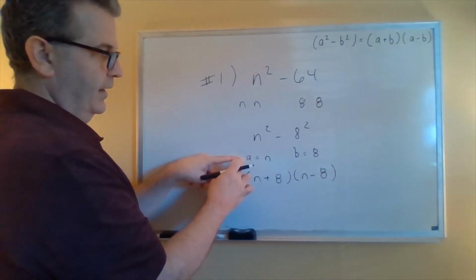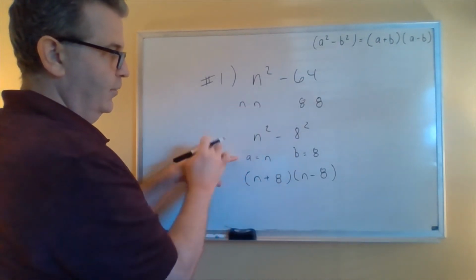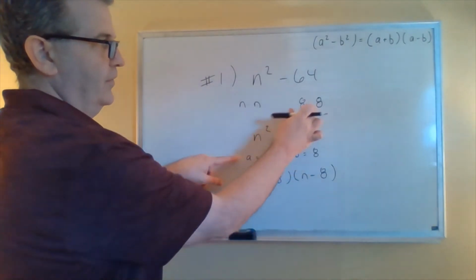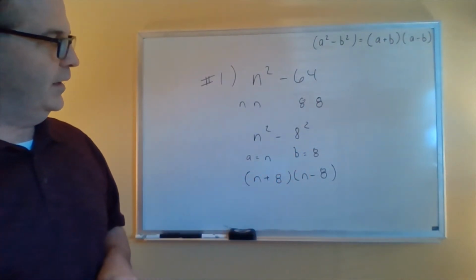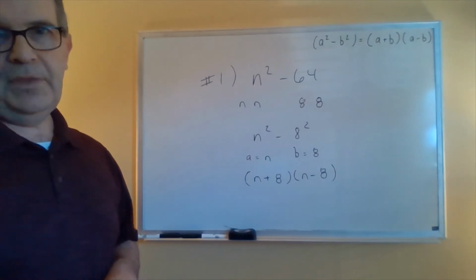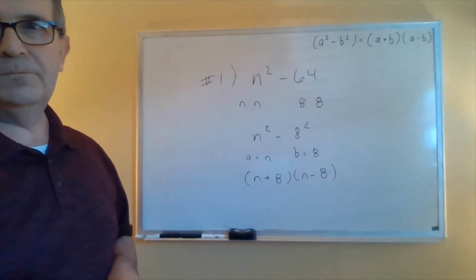Okay, in this case our a is n because it's n times n. And our b is 8 because it's 8 times 8. So our answer is n plus 8 times n minus 8 for number 1. And let's move on to number 2.